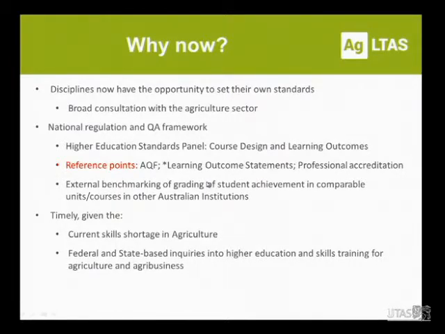Okay, so there's a lot obviously going on in this national regulation space. But if we bring it back to our own discipline, we've also got some other issues at the moment. There's a well-recognised current skills shortage in agriculture. There have also been several government-based inquiries into higher education and skills. So it's very topical for us at the moment. It's a great time for us to be having conversations amongst ourselves as academics, but also with industry and with the students, to think about what it is in our discipline that we actually value in terms of our graduates when they finish with our degrees.